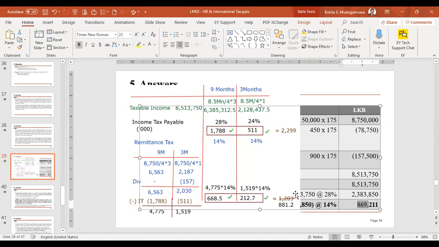Why has it gone up? What is the reason? Because income tax became lower. Then we deducted income tax, then the remittance tax remains unchanged at 14%. That's why the remittance tax became higher. So that you can just analyze the part, how interesting. There are some questions I couldn't look at yet. Let's look at that part as well.